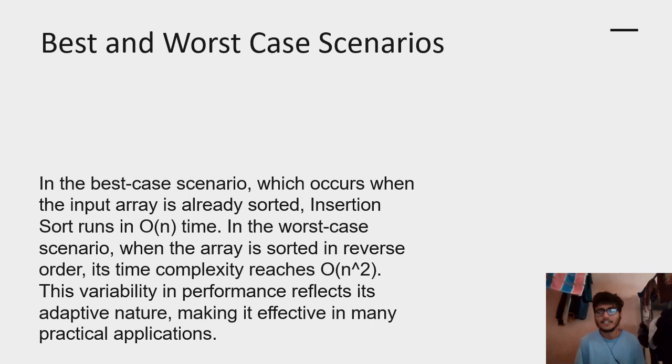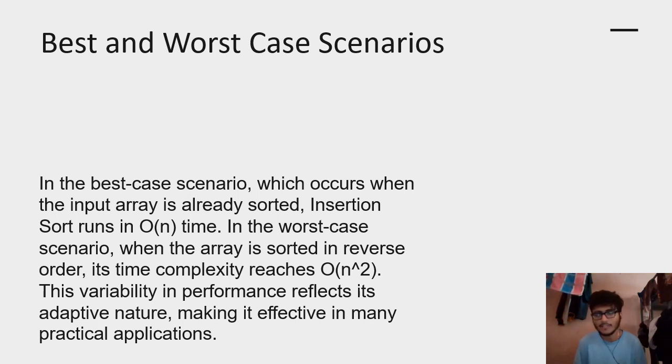Let's look at the two extremes to really understand how performance varies. Basically, the best, the worst, and the average case scenarios. In the best case scenario, which occurs when the input array is already sorted, insertion sort runs in big O of n time. In the fully sorted array, insertion sort makes n minus 1 comparisons and 0 shifts. That's the dream case, and it happens more often than you might expect in real applications.